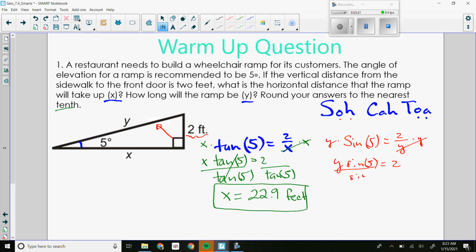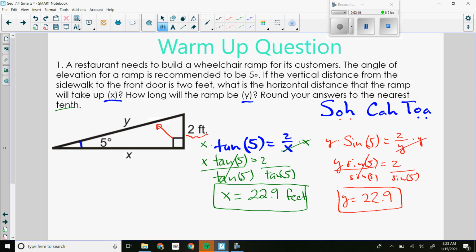Divide by sine of 5. Do it to both sides. Divide by sine of 5, and those are going to cancel on the left. And again, in the calculator, we can do 2 divided by, this time, sine of 5. And that gives us 22.947, or again, 22.9. Now, those look almost identical for the answers because we rounded.